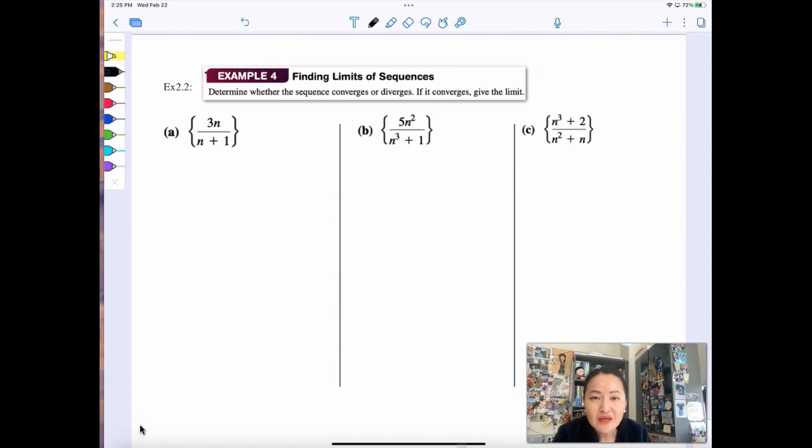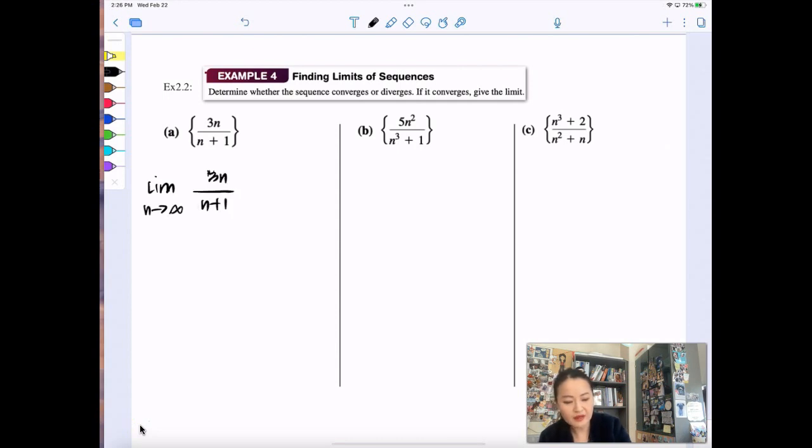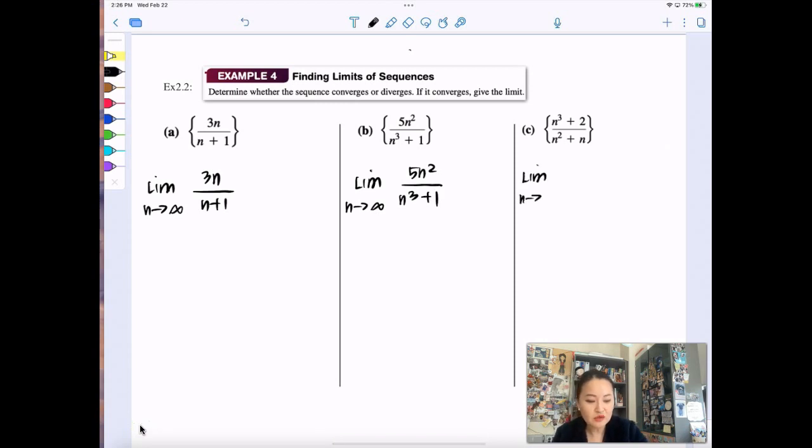Okay, well, welcome back. Hope you stopped the video and you thought about it, okay? So I'm going to go limit as n approaches infinity of 3n over n plus 1. Oh shoot, let me write that prettier. Sorry, remember my pencil's acting funny. Let's set this up, right? And what's given to you is the explicit formula. The next one is limit as n approaches infinity of 5n squared over n cubed plus 1. And the last is limit as n approaches infinity of n cubed plus 2 over n squared plus 2.